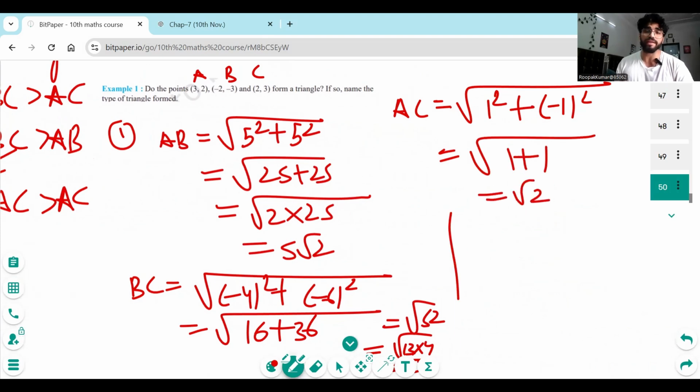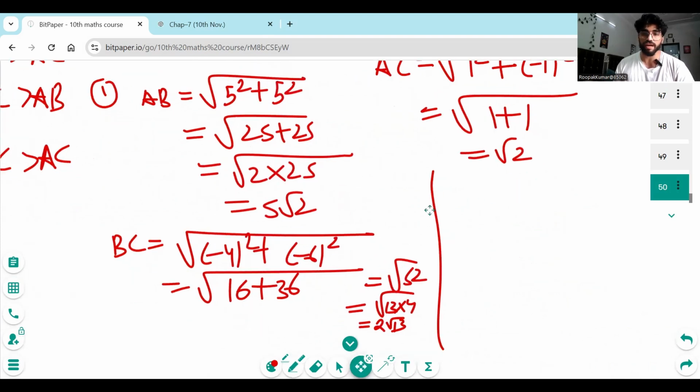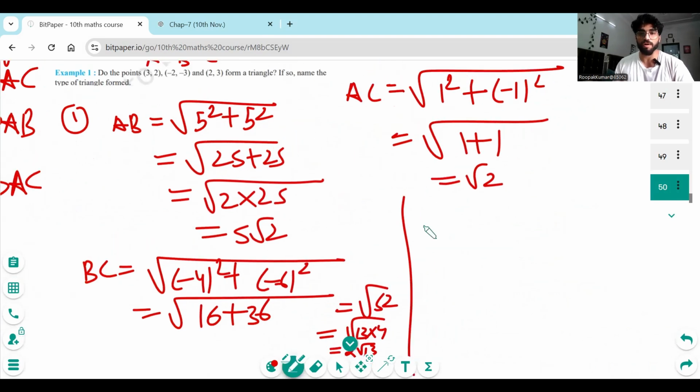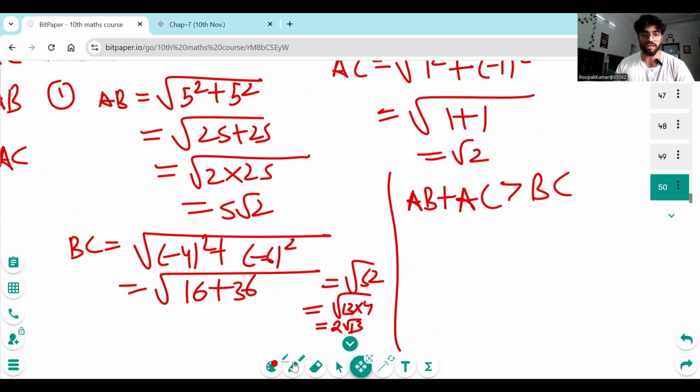As you can see clearly, 13 is bigger than 5 and root 2 also. If I take the sum of AB plus root 2, AC, this will come out greater than BC. If you take any one, okay, any. If you take AB plus AC, again this will come out greater than BC.